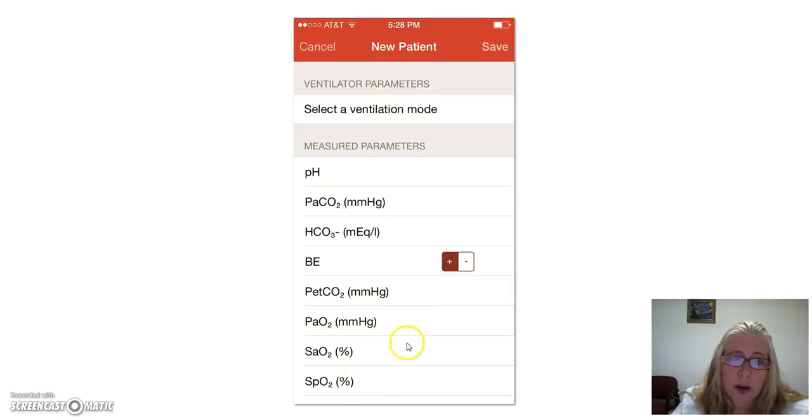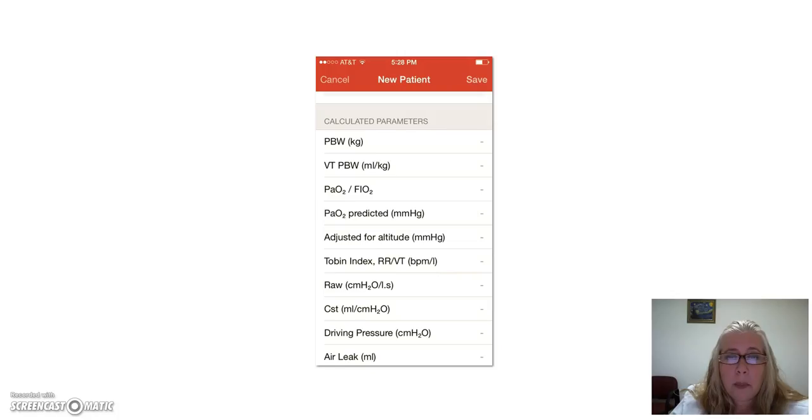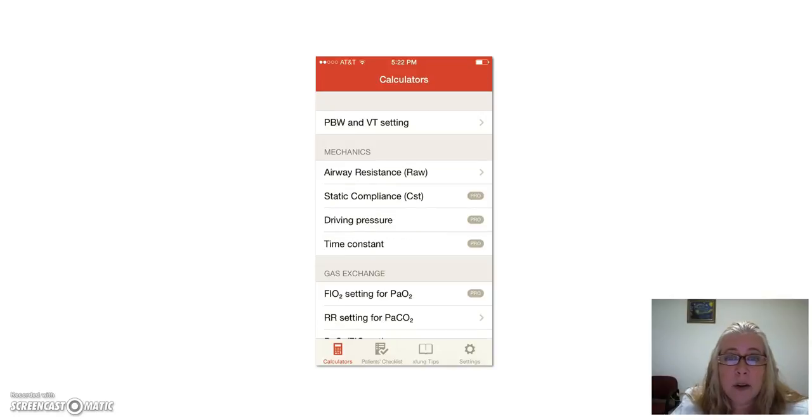And then also the measured parameters, this would be their blood gas results. And then it will calculate parameters for them. So by entering all that information in, it'll tell them what their predicted body weight is, what their tidal volume should be based on that 6 milliliter per kilogram, and looks at a number of different factors here, airway resistance, PaO2 predicted. So there's a lot of different information they can get from this, which would let them decide whether or not they need to make some changes in those patient parameters.